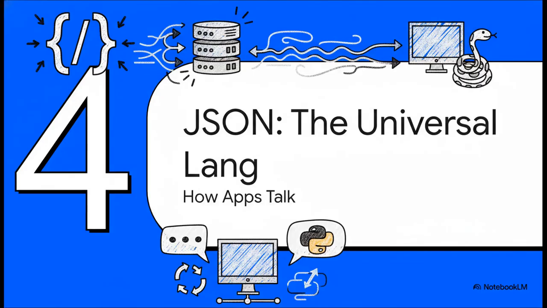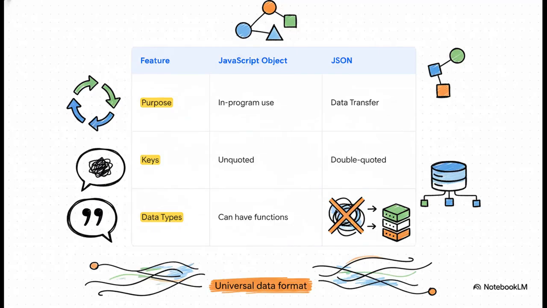And that brings us perfectly to section 4, JSON, the universal language. This is all about how your app talks to the rest of the world. Our JavaScript object is awesome for using inside our program. But what happens when we need to send this data somewhere else? Maybe to another server, or to an app written in a totally different language, like Python. That's exactly where JSON comes in.